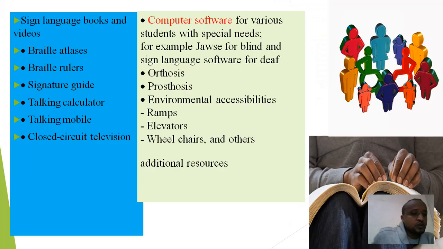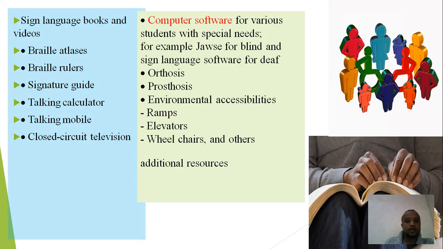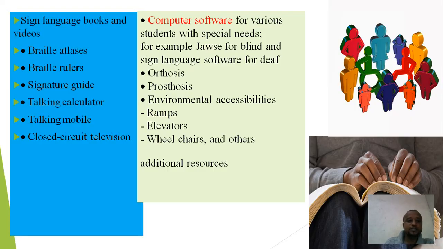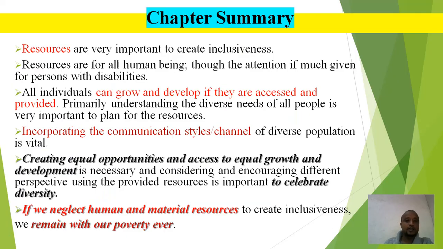Finally, let's look into sign language books and videos, braille rulers, atlases, signature guides, talking calculators, talking mobiles, closed circuit television, computers, and other devices that are specific to the type of need that the individual or the people with disability have.